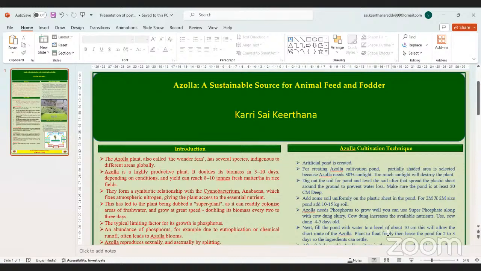Next, Azolla needs phosphorus to grow well. You can use super phosphate along with cow dung slurry. Cow dung increases the available nutrients. Use cow dung that is 4 to 5 days old.